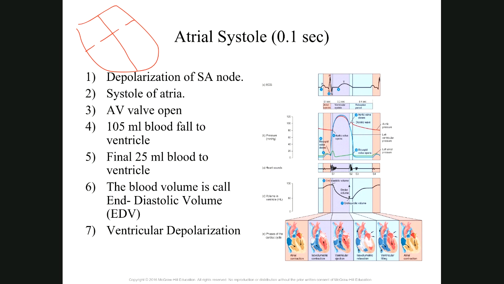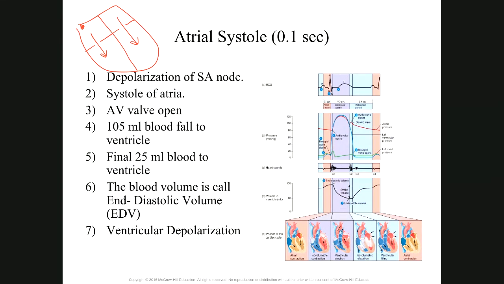Now, we have depolarization of the SA node here, and the wave of depolarization can spread all over the atria. Both atria go to contraction. The AV valves, right AV valve and left AV valve, are open, and by contraction of the atria, about 105 milliliters of the blood can come down to the right ventricle and 105 milliliters can come down to the left ventricle.